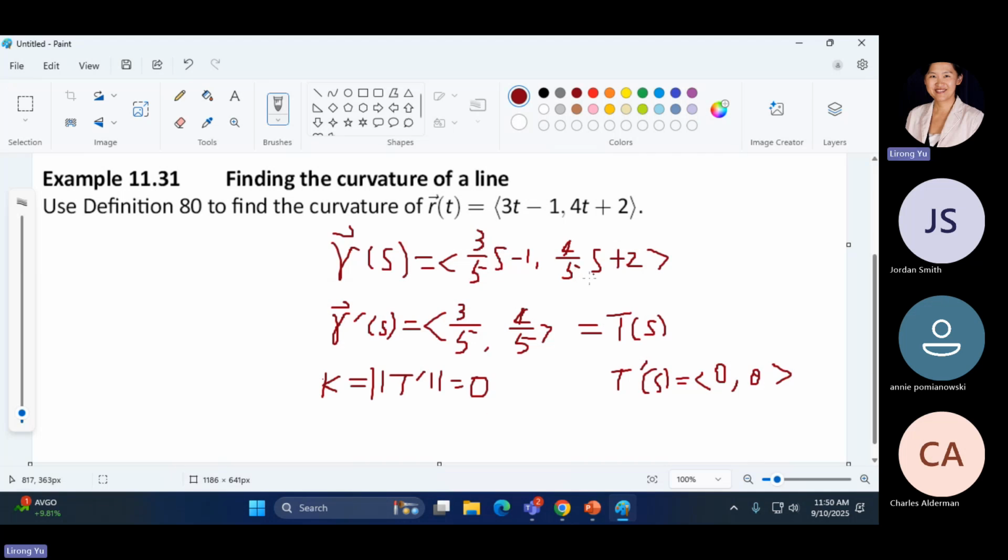The second derivative of the original function is already equal to 0, of course, that makes the curvature equal to 0. So you can see that the curvature is being impacted by the second derivative. If the second derivative of the original function is all 0, of course, there's no curvature.